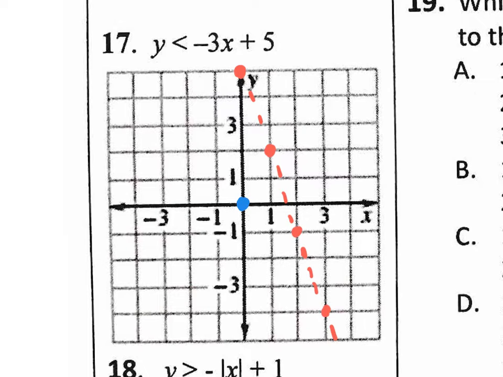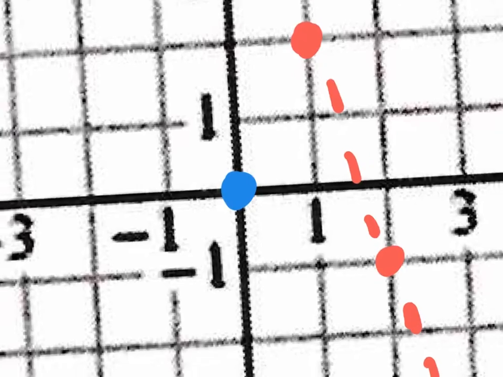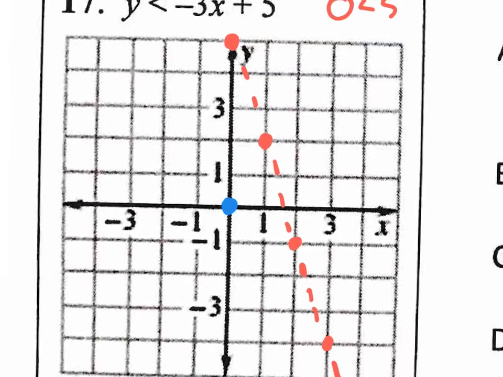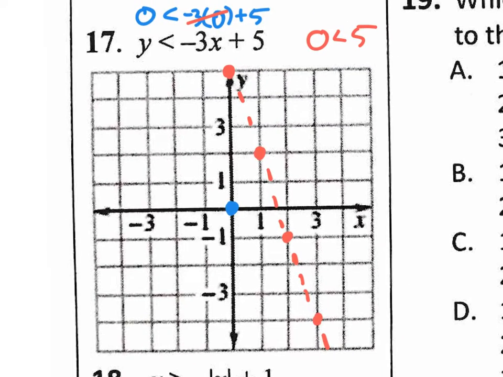I want to plug in 0 for x, 0 for y, and it'll say 0 is less than negative 3 times 0 plus 5. So that's really going to say this cancels out. 0 is less than 5. Is 0 less than 5? Heck yeah. So this point right here, 0, 0, it did work. It's a yes. It's an answer. That means that all the answers are going to be on that side of the dotted line. So we're going to shade in that side of the dotted line.